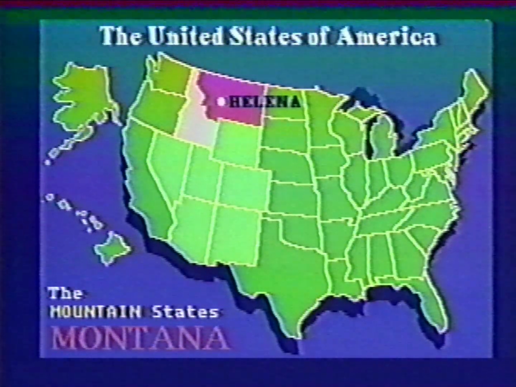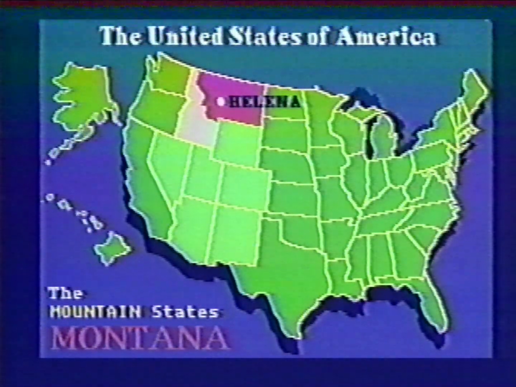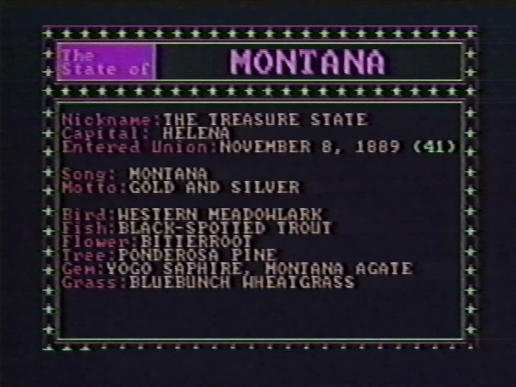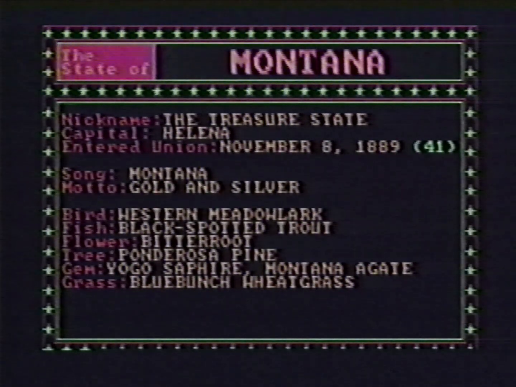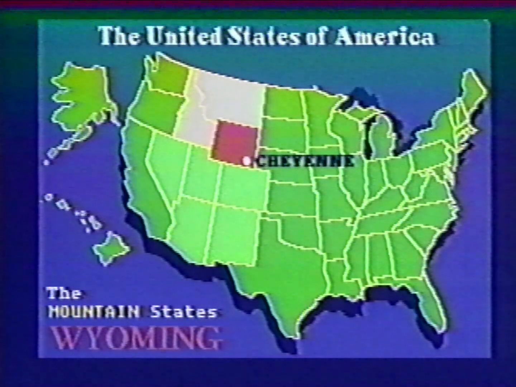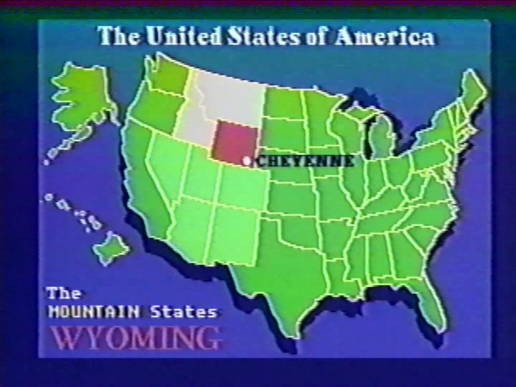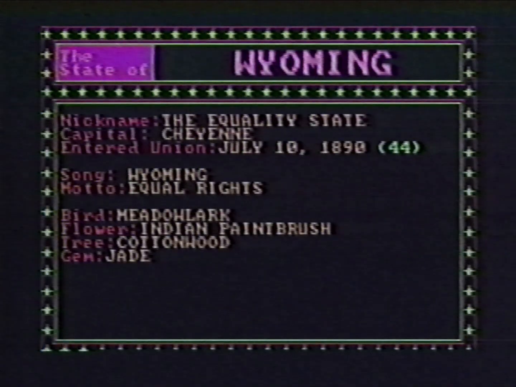The capital of Montana is Helena. Montana was derived from the Latin word meaning mountainous. The capital of Wyoming is Cheyenne. Wyoming derived its name from the Delaware Indian words ma-wa-wa-ma, meaning large plains.